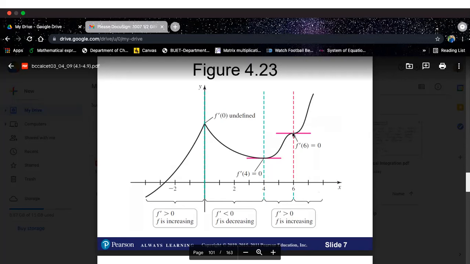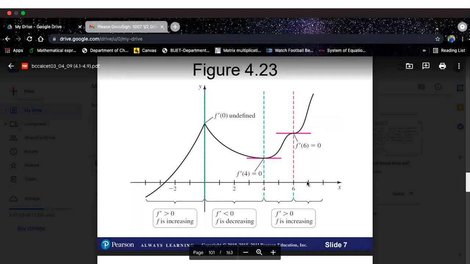What happens at 6? Again, if we draw a tangent line at 6, we'll be able to see that it goes parallel to the x-axis. That means at 6, the first derivative will be 0. Whenever you can draw a tangent line at a point which goes exactly parallel to the x-axis, you can always say that at that point, our derivative will be 0. Okay?